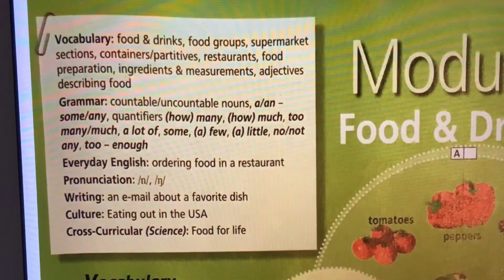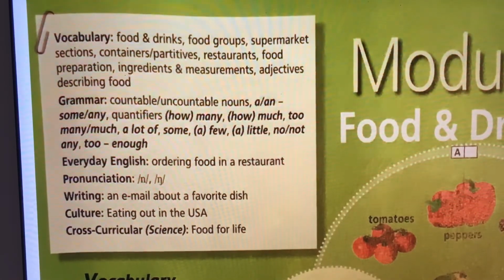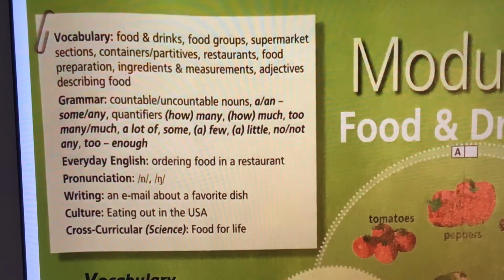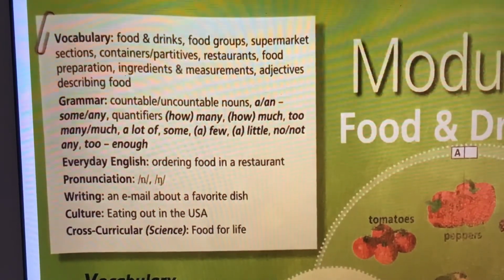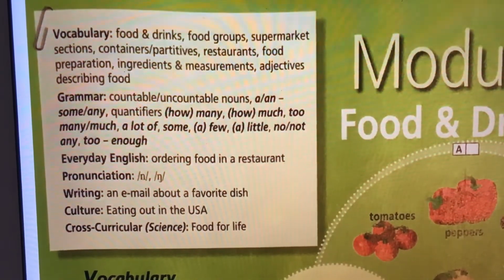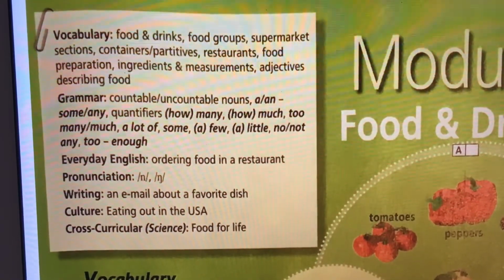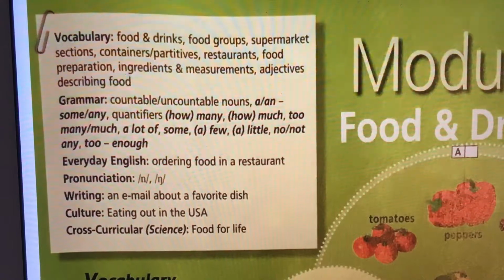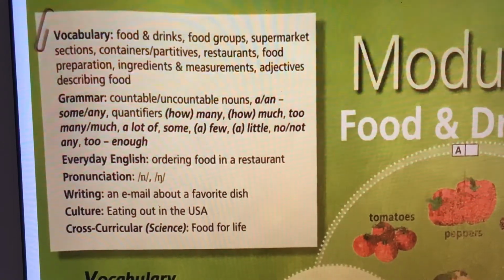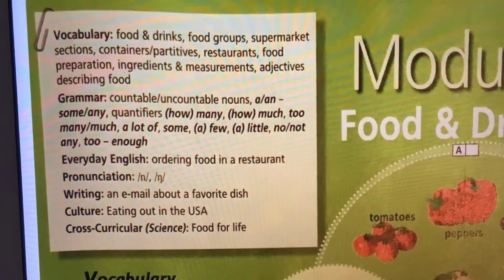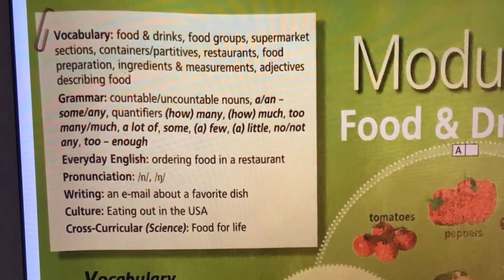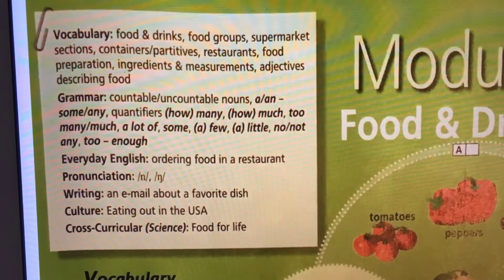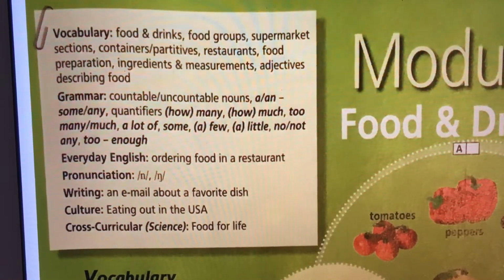Vocabulary: foods and drinks, food groups, supermarket sections, containers, partitives, restaurants, food preparation, ingredients and measurements, adjectives and describing foods. That is for the vocabulary. And in the grammar, we are going to see countable and uncountable nouns, a, an, some, any, quantifiers, how many, how much, too many, too much, a lot of, some, a few, a little, no, not any, too, enough.